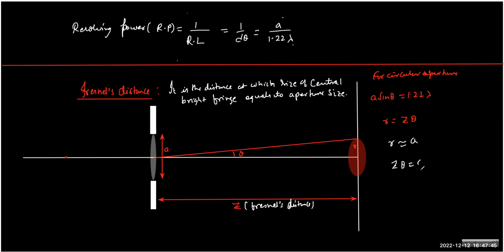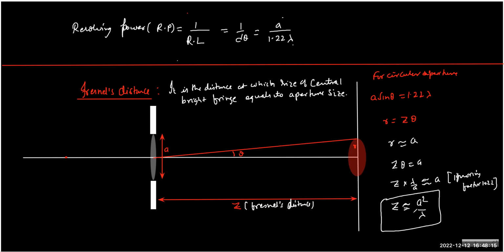The way of writing is Z theta equals A, and theta we can write as lambda by A, right? Yes, sir. Now there is some clever trick. They don't take 1.22, they just keep it as lambda by A, ignoring the factor. So this is a rough approximation. So Z equals how much? A square by lambda. This is the approximate value that they have taken. Okay, sir.